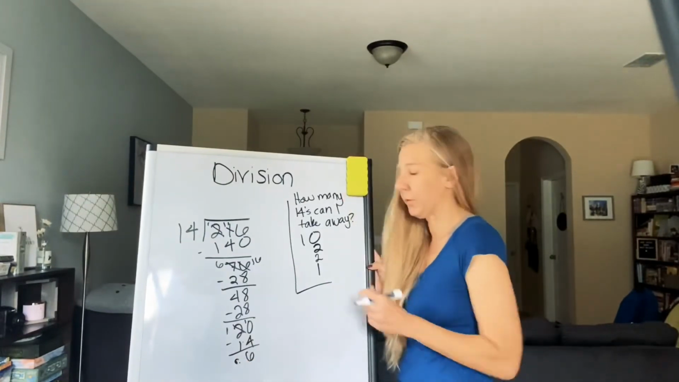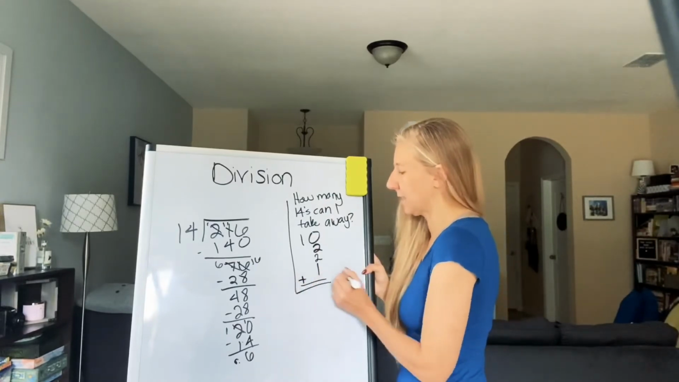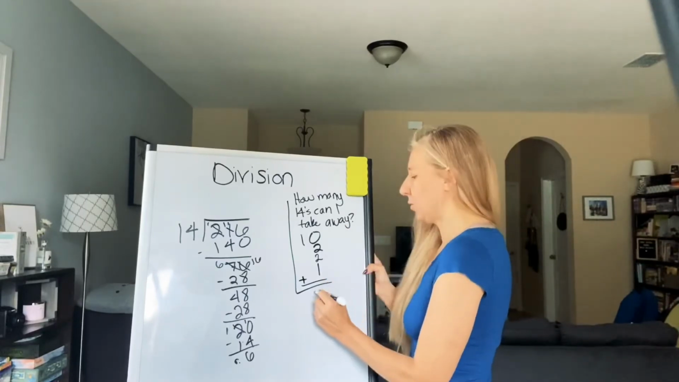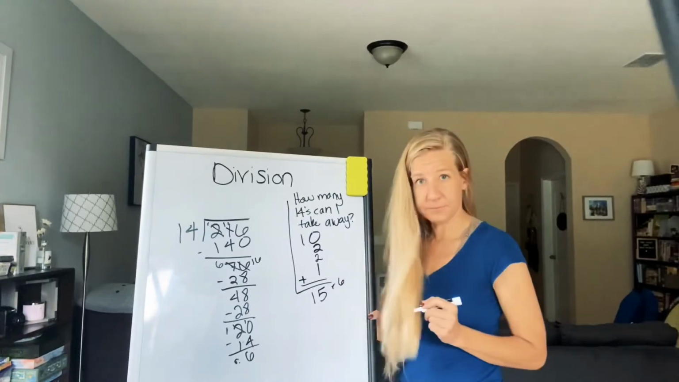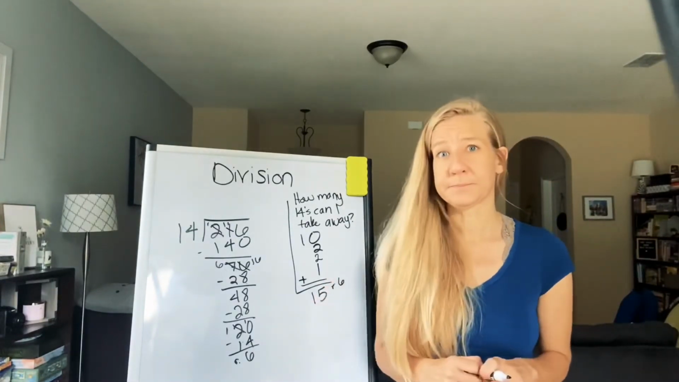That's what's left over. Over here, how many 14s did I take? Well, let me add up all the 14s that I took, which would be 10 plus 2 plus 2 plus 1, which would be 15, and then a remainder of 6. Okay, so we're going to do a few practice problems using that method.